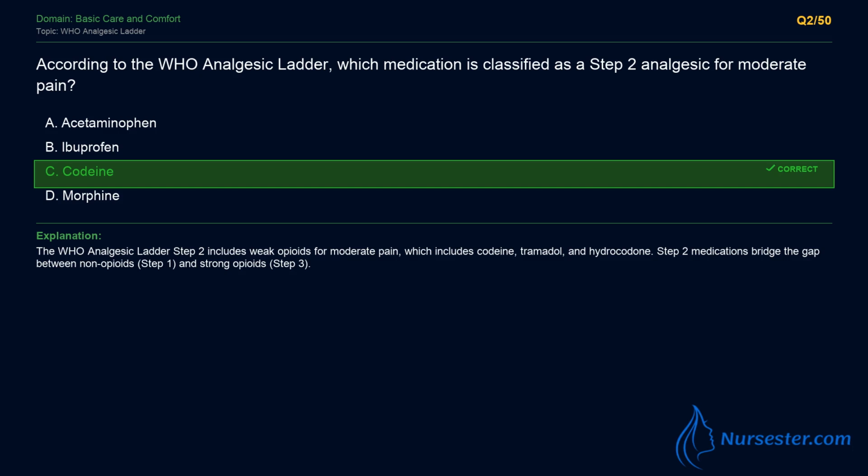The WHO analgesic ladder Step 2 includes weak opioids for moderate pain, which includes codeine, tramadol, and hydrocodone. Step 2 medications bridge the gap between non-opioids, Step 1, and strong opioids, Step 3.